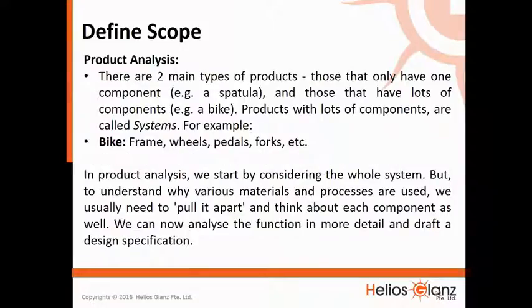Product analysis. There are two main types of products: those that only have one component, for example a spatula, and those that have lots of components, for example a bike. Products with lots of components are called systems. For example, a bike has frame, wheels, pedals, forks, etc. In product analysis, we start by considering the whole system. But to understand why various materials and processes are used, we usually need to pull it apart and think about each component as well. We can now analyze the function in more detail and draft a design specification.